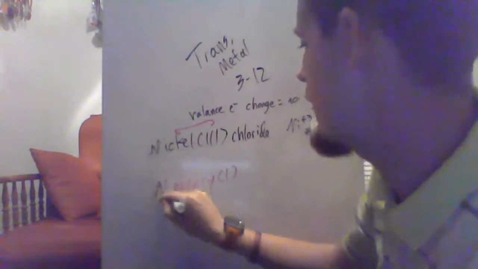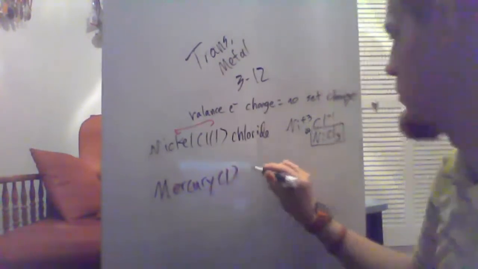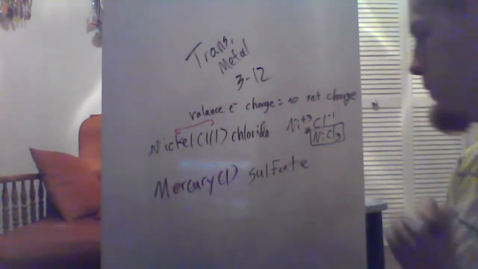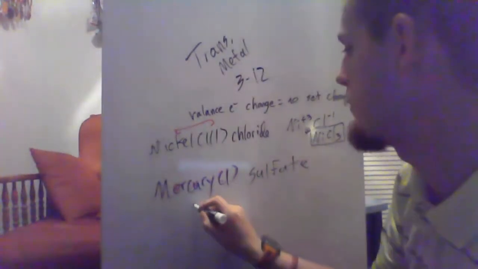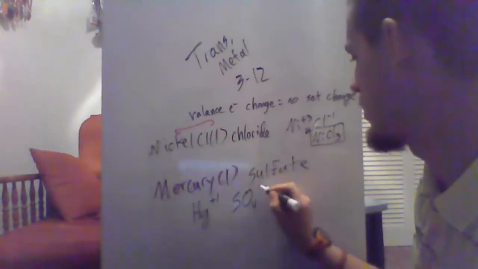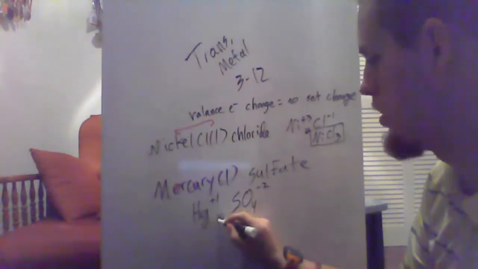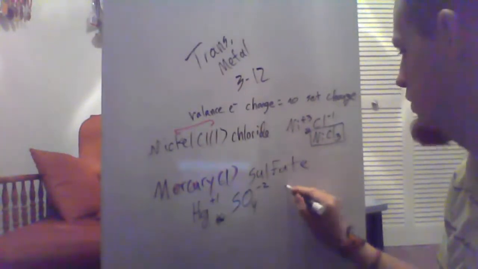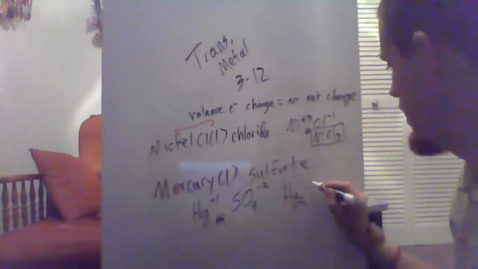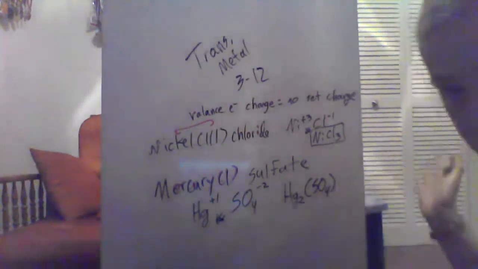And as a matter of fact, we're going to say Mercury 1 sulfate. Okay? So with Mercury 1 sulfate, Hg is Mercury. It's going to be a plus 1. Sulfate is SO4 minus 2. So the cool thing about this one is just like anything else, we can crisscross that. And what will happen is it'll be Hg2, right, because that 2 is going to come from the sulfate. And if you wanted to, you could put the SO4 in parentheses.